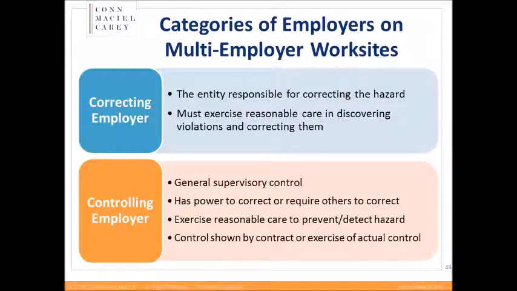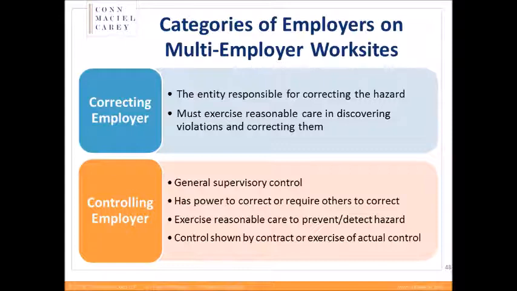The third type is the correcting employer, and the correcting employer is the one responsible for correcting these hazardous conditions that might arise. This could be, in the scenario that I discussed with the damaged guardrail, the carpentry contractor who has been hired to erect and maintain all the guardrails on site, if he is responsible for repair of any of the guardrails that might require it.